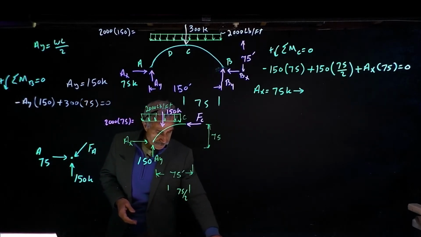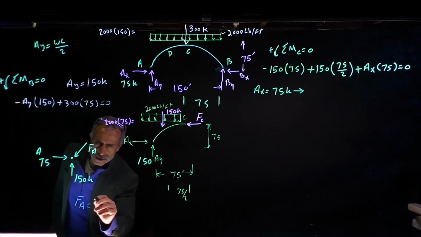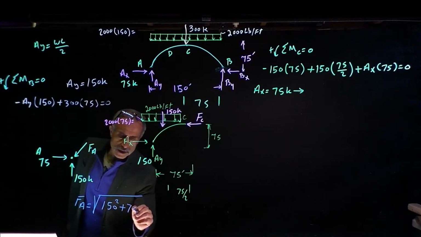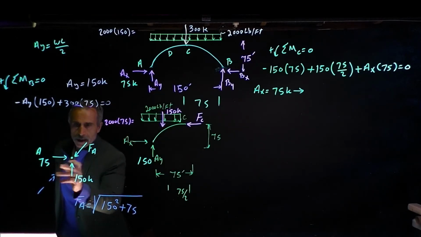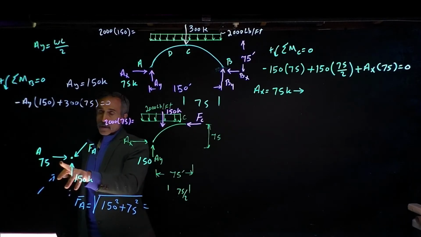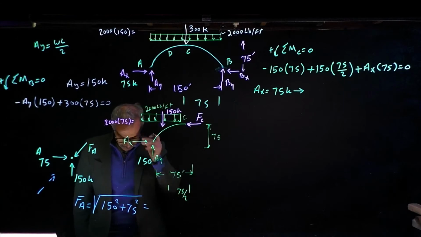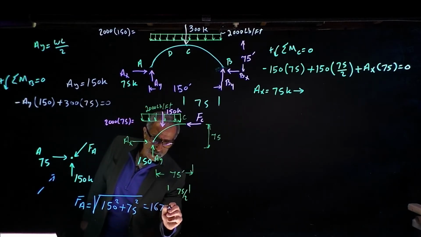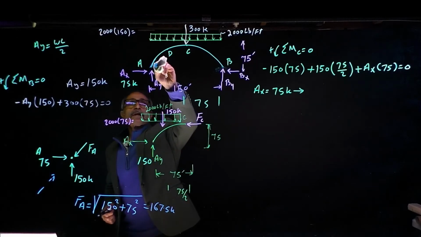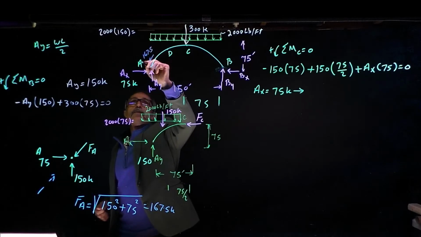FA is equal to the square root of 150 squared plus 75 squared. Basically, this is the resultant force. Another way is to do summation Fx and summation Fy, but we have to know the angle, and we don't know the angle, so this way we can find it. And that comes out to 167.5 kip. Let me do this again. So that force over here comes out to 167.5 kip at point A.